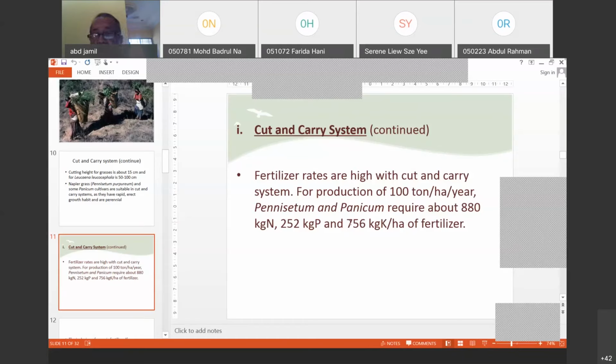If you translate this to number of bags, 880 divided by 16, so about 1000. It can mean about 30 bags of complete fertilizer, NPK, per hectare per year. It's a lot of money there.